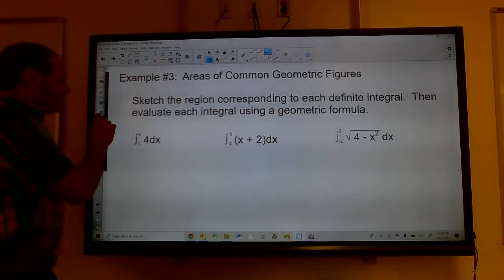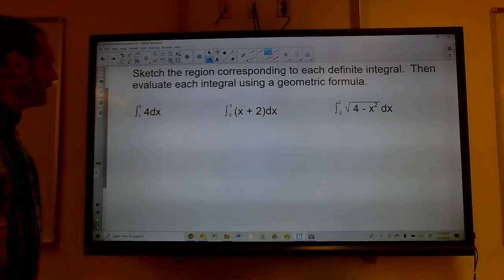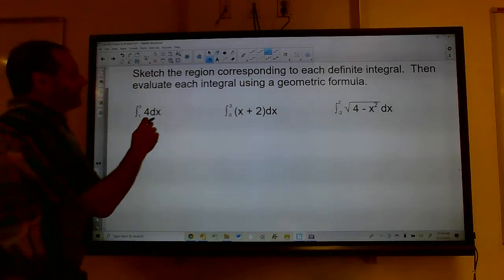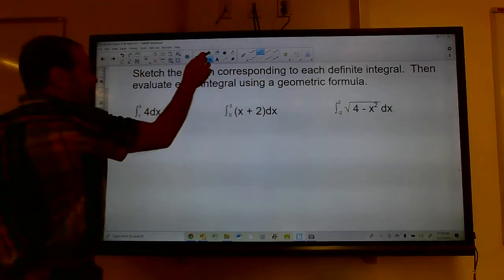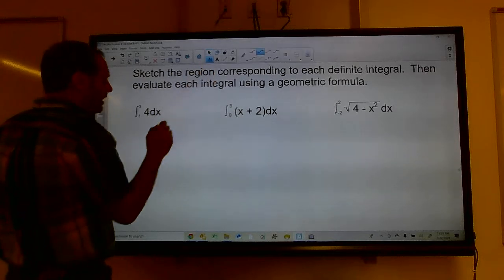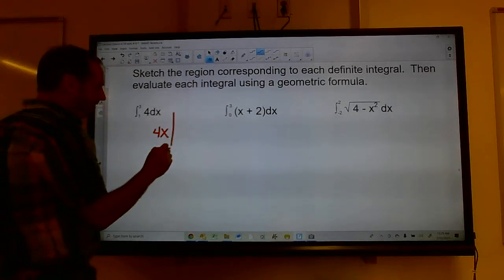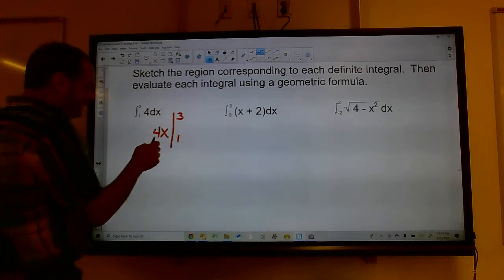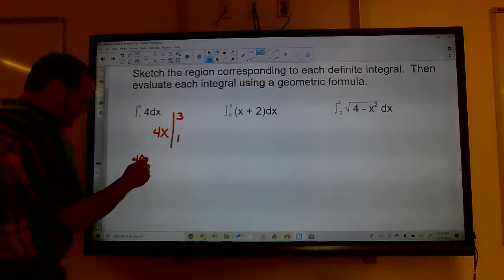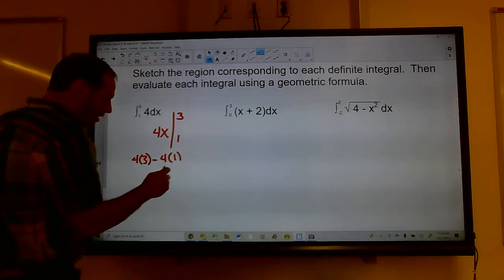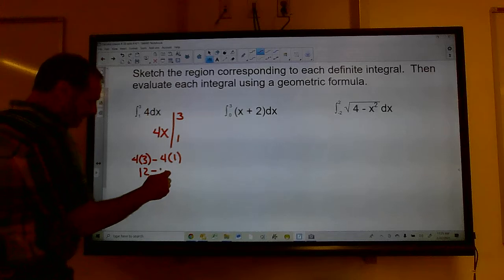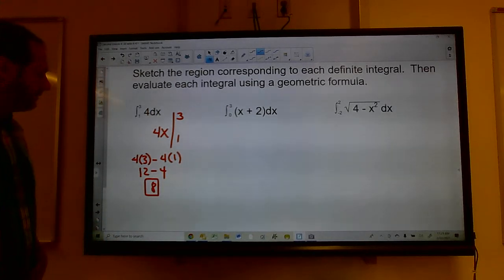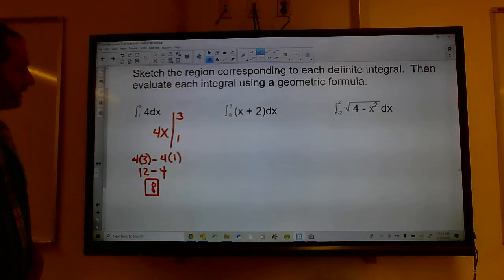So let's look at a couple of these. We're going to find the integral from 1 to 3 of 4 dx. If I integrate the 4, I'm going to get 4x evaluated from 1 to 3. I don't add c to these. Now I take 3 and plug it in there. I get 4 times 3 minus 4 times 1, which is 12 minus 4, which is 8. So I've evaluated my function. The area under the curve from 1 to 3 of 4 is 8.